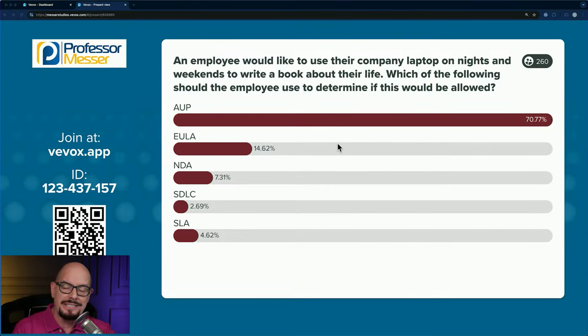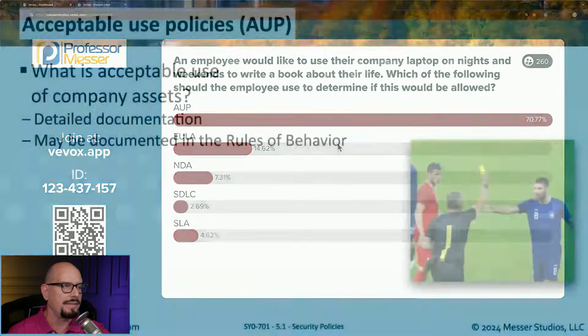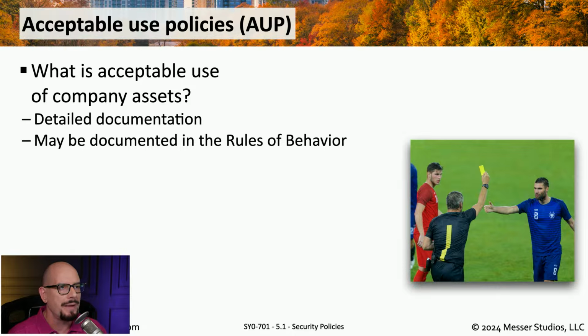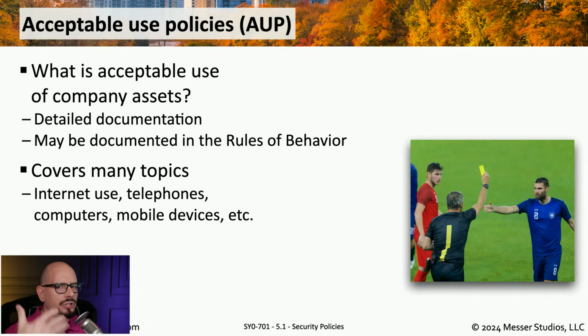In this particular case, 70% of you say the answer is AUP, and AUP obviously is an acceptable use policy. This is a policy that describes how you're able to use technology. This is something that you usually get when you start with a company. You are now starting with their resources. You're going through the process of being handed a laptop and a phone.